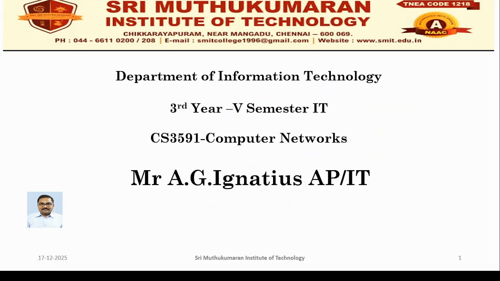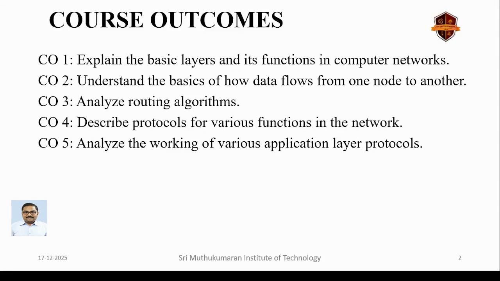Today we are going to see about the subject CS3591 Computer Networks, which is for third year IT students. I have been allotted this subject for the odd semester, that is the 5th semester. Now we will see the basic course outcomes of this subject. Whenever the students learn this subject, they will have the following course outcomes.